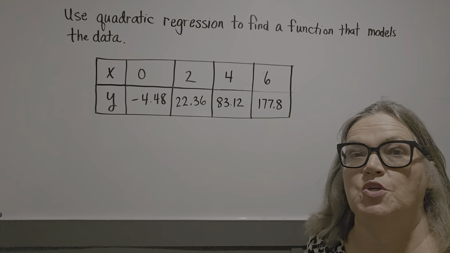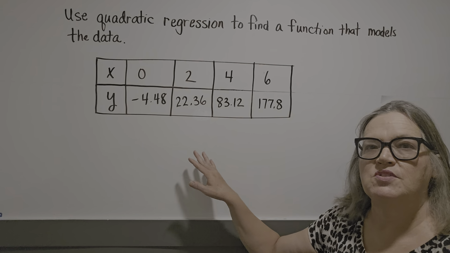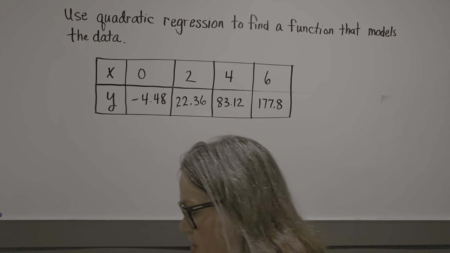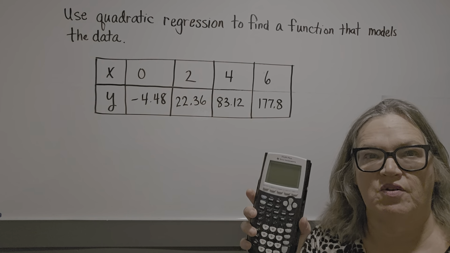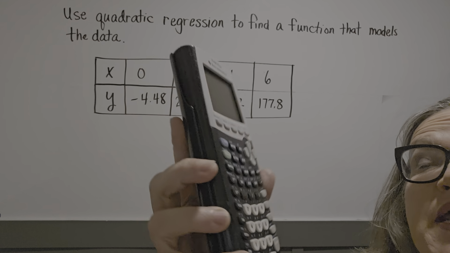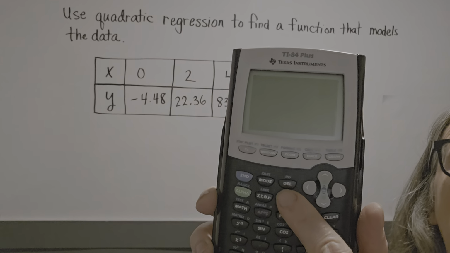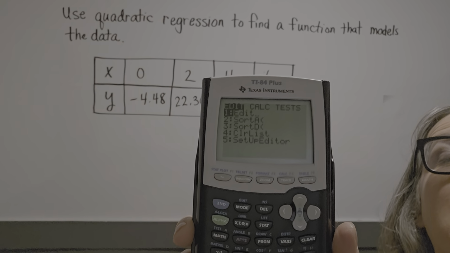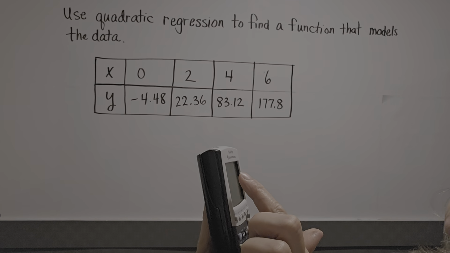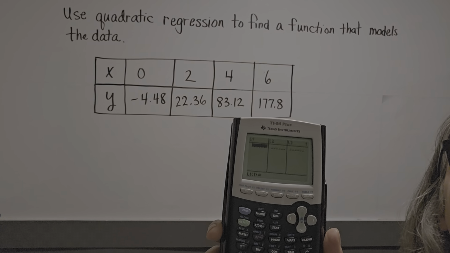Here we are going to use quadratic regression to find a function that models this data. So you're going to use your graphing calculator for this. And the first thing is you want to enter the data. After you turn your calculator on, you're going to select the stat button. Then at 1, where it says edit, you're going to press enter to edit.